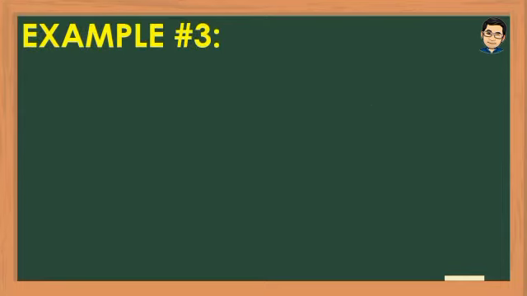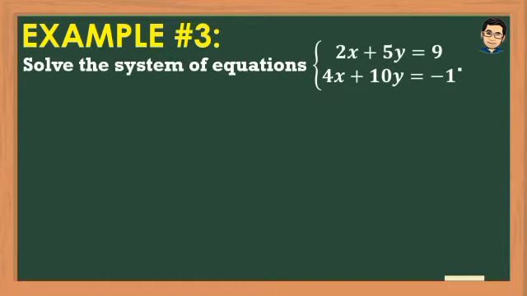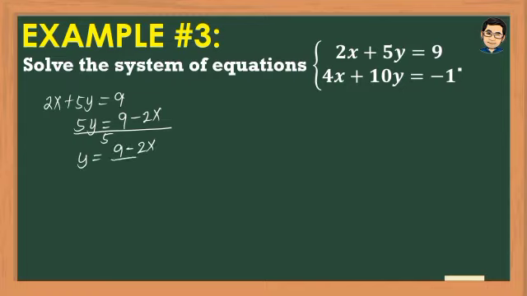On the last example, solve the system of equations 2x plus 5y is equal to 9 and 4x plus 10y is equal to negative 1. So sulat natin yung first equation, 2x plus 5y equals 9. And then, isulat natin yung y in terms of x. So magiging ganito siya. 5y is equal to 9 minus 2x. And then, we divide the whole equation by 5. So y is equal to 9 minus 2x over 5.